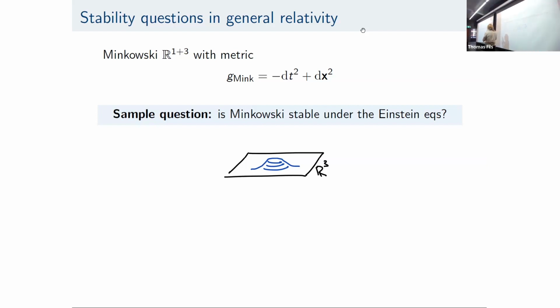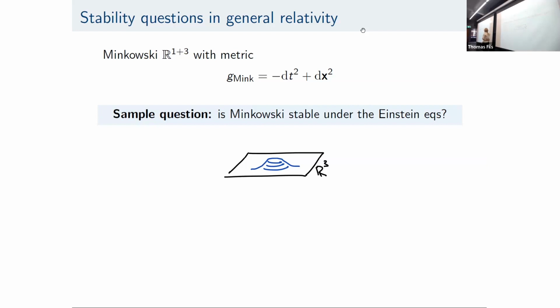Okay, so now I want to tell you a bit about some of the stability questions, or the stability question in particular that I've been quite interested in recently. Okay, so we've met Minkowski, right? The simplest vacuum solution to the Einstein equations. And I guess here I've just put dx with the boldface to represent dx, dy, dz. Okay, so this is the most basic solution to the Einstein equations.